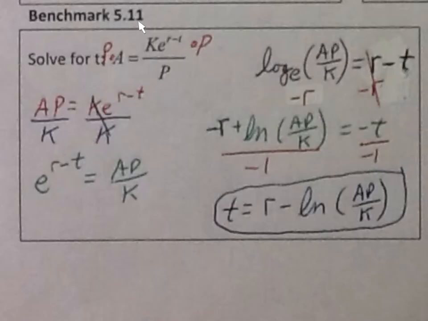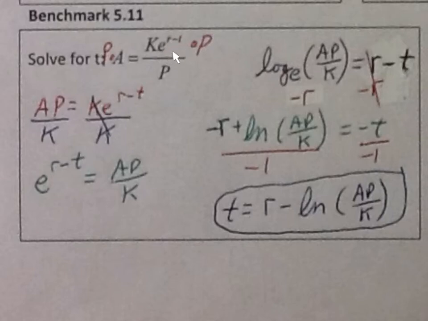Now, 511. We want to solve for t. Do you notice there are no numbers in this whole entire thing? It's a formula of some sort. And we want to get t right here all by itself. So that's r minus t. It's kind of hard to see.